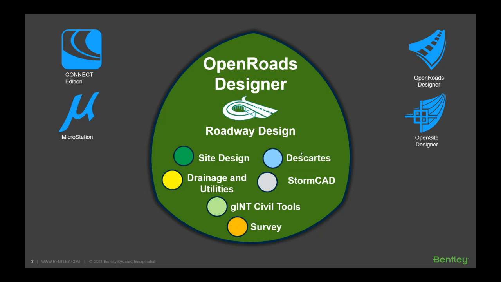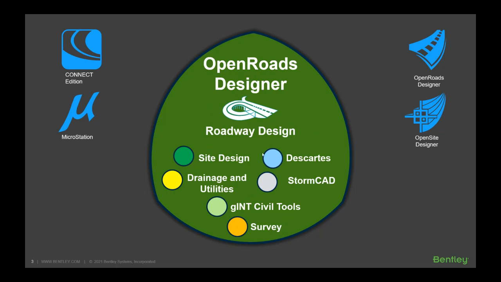But you can also utilize point cloud data and reality meshes, because we have Descartes also installed together with OpenRoads Designer. And then designing or laying out drainage and utilities, you can do so because we've added those tools for you to not only lay out the storm and water drainage network, you can also do hydraulic or hydrology calculation because it has StormCAD, and then integrate gINT or geotechnical data by using the gINT Civil Tools. And of course, as I mentioned, survey functionalities.